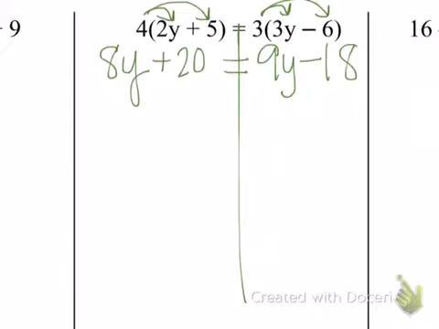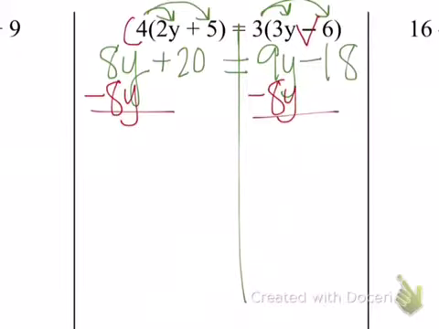At this point, we can go ahead and decide which side our variables should go on, which side our constants should go on. So I see an 8y and a 9y, so I'm going to put my variables on the right-hand side and my constants on the left. Very similar to the last one, I need to cancel out my 8y. To do that, I'm going to subtract it. What I do to one side, I have to be fair and do to the other.